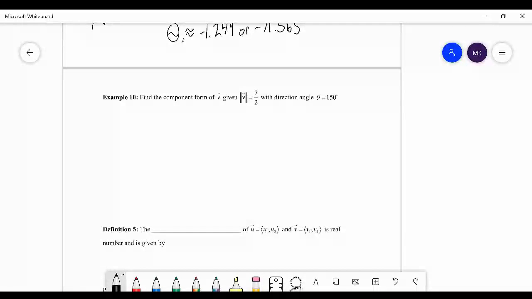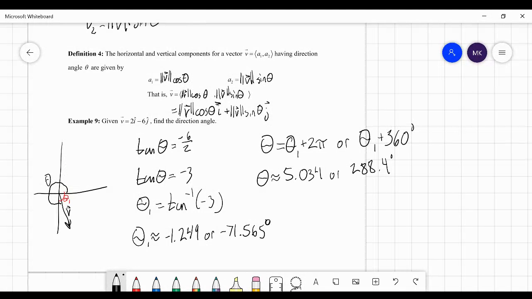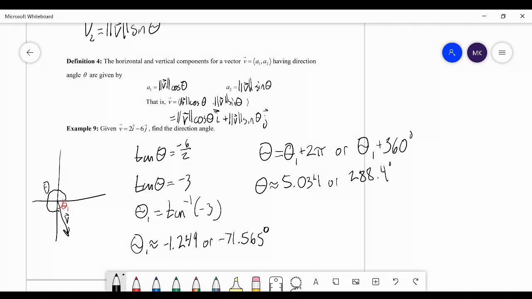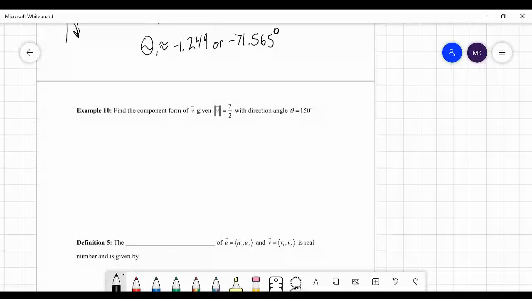So we want to find the component form of the vector v, given that the magnitude of v is 7/2 with a direction angle of theta equals 150 degrees. So we are in degrees, so that means we want to make sure our calculator is in degree mode. If you have been switching around or you're not sure, check, double check, triple check, make sure you're in degrees. Well, very simply, by following this definition 4 up here, we get that the components are magnitude v times cosine theta, magnitude v times sine theta.